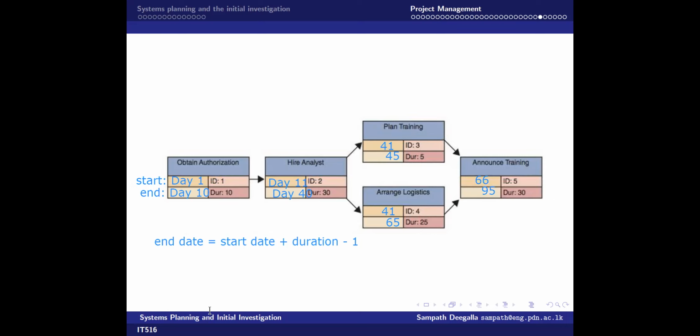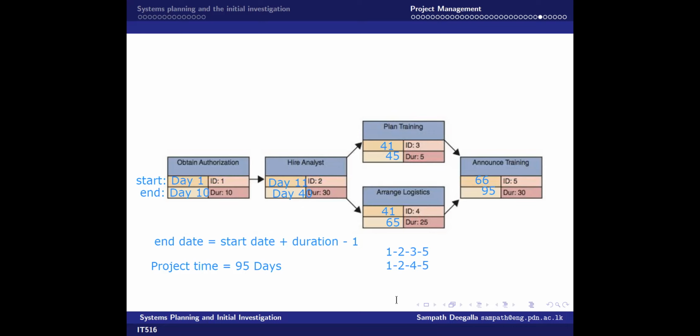So the total project time, right? Project time is 95 days. Yes, the total project time is 95 days. Which path is the critical path? Right? There are two paths, right? One path is we have task number 1, 2, 3, 5, right? This is one path. Another path would be 1, 2, 4, 5. Yes, which path is the critical path?